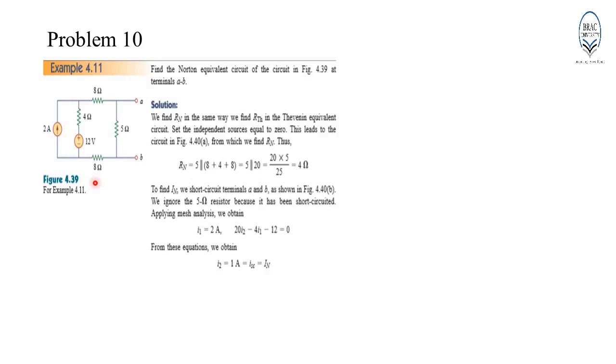In order to determine the Norton equivalent resistance Rn, we need to deactivate the independent sources. The voltage source of 12 volt must be replaced by a short circuit equivalent, and the current source of 2 ampere must be replaced with an open circuit equivalent. Then we can determine the Norton equivalent resistance Rn.